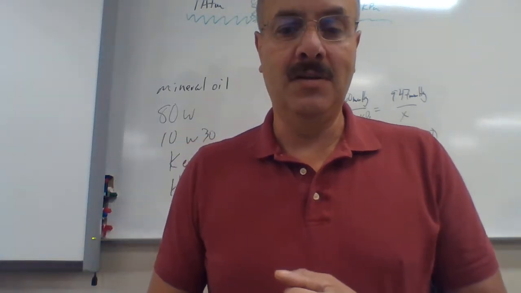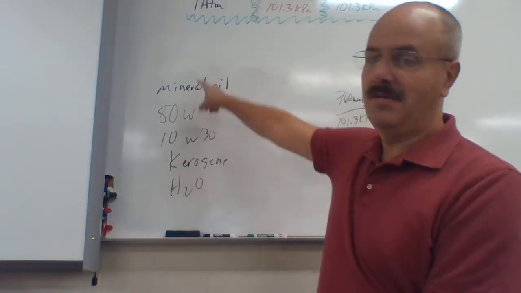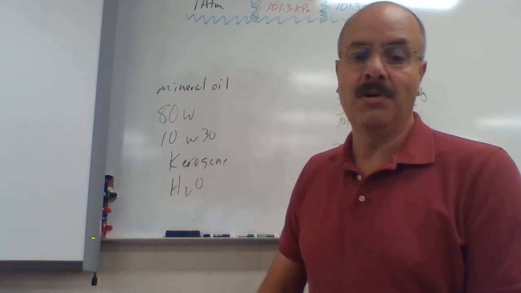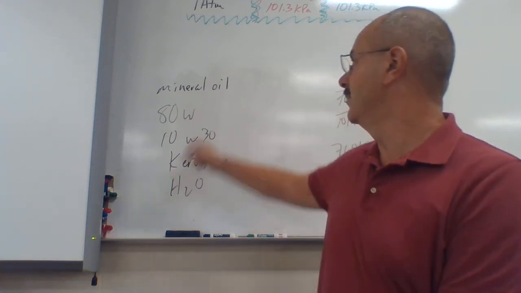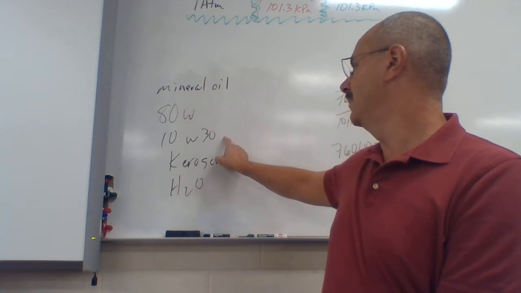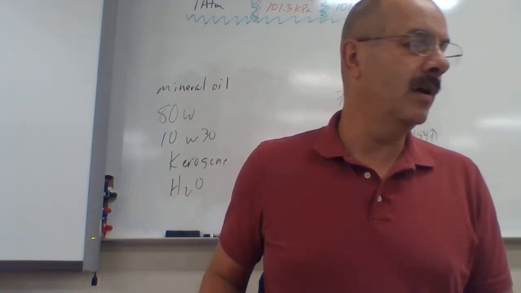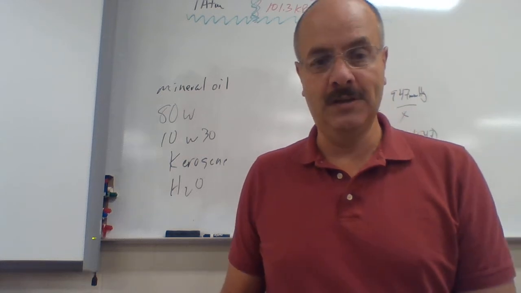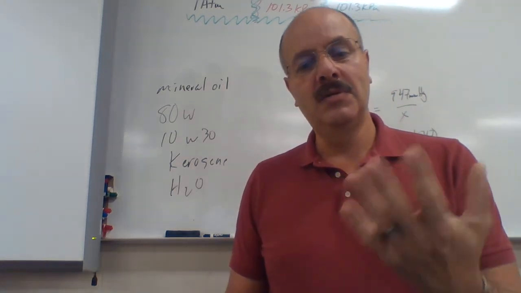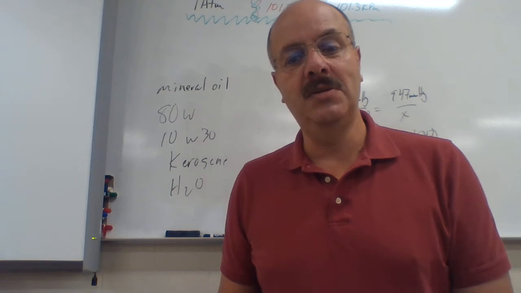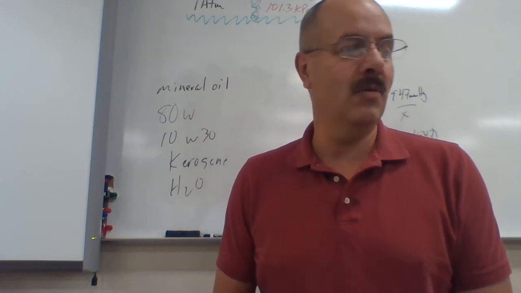You want to take the ones that are right behind me. These are not in the right order. I want you to put them in order according to the question: mineral oil, 80 weight, 10W30, kerosene, water. Put them as close as you can from fastest to slowest. I know some of them are really hard to tell, but do the best you can. I think you can get a general idea of what order they go in.